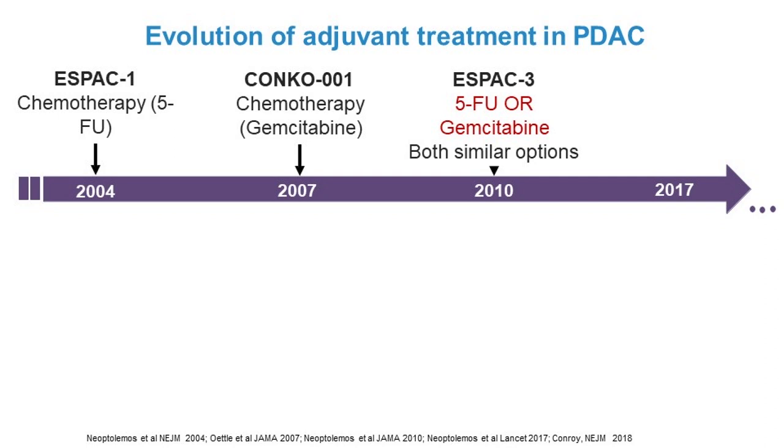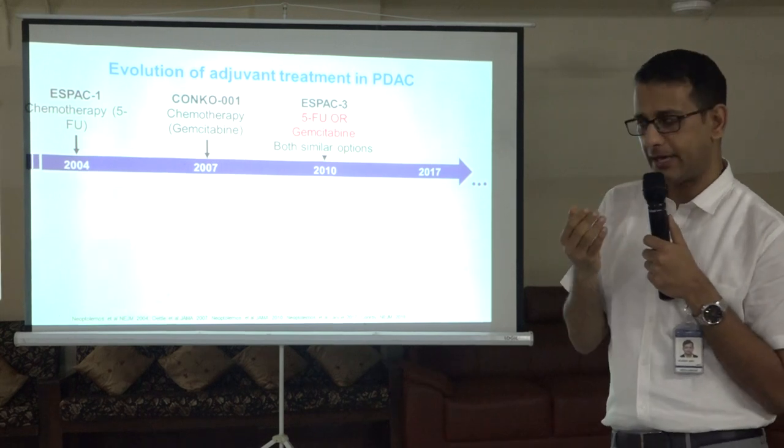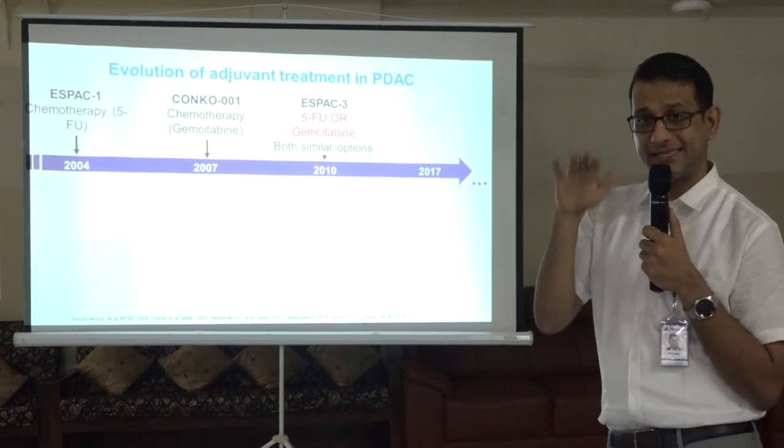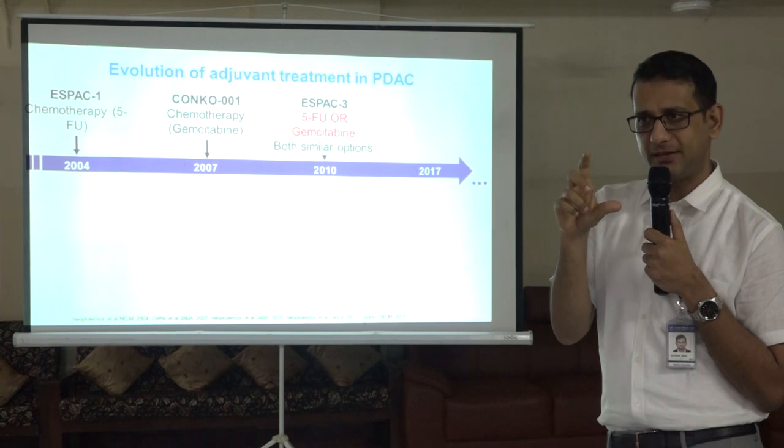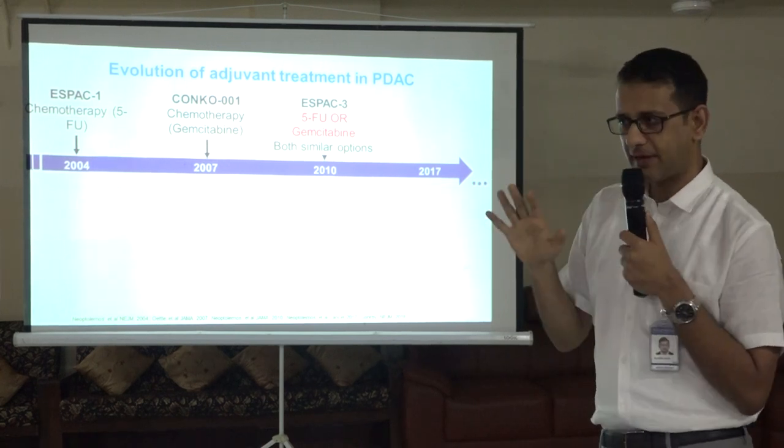You can give it in bolus form, you can give it in an infusion form, and you can give it both infusion and bolus. And depending on how you give it, its mechanism of action is different, right? You can all go read up on your Satoskar or your books. For the last few years it was only 5-FU. Then came a drug called gemcitabine. Gemcitabine is also an antimetabolite. The advantage of gemcitabine is that it's less toxic. It's a 30-minute infusion given every week, and that was shown to be equally good as 5-FU.